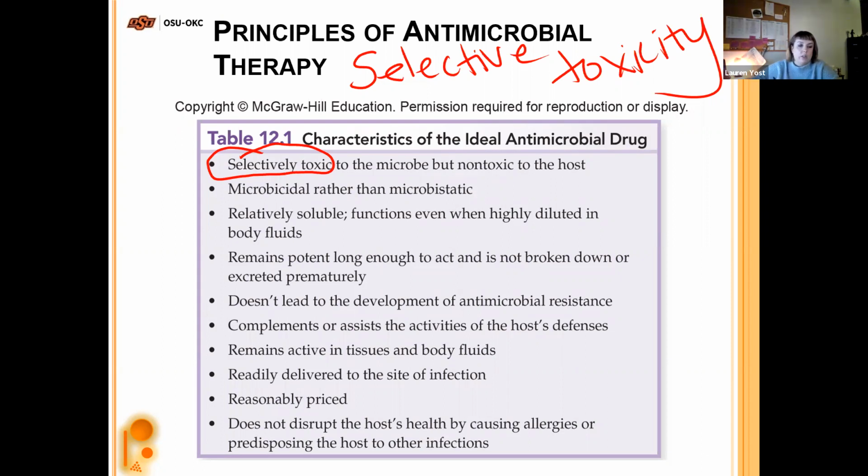We have that way that it might complement or assist the activity of the host's defenses. Remains active in the host tissues and bodily fluids for a while, readily delivered to the site of infection. Even if it goes all over the place, at least it gets to the site of infection quickly. It's reasonably priced, and it does not disrupt the host's health by causing allergies or predisposing them to other infections, other than being toxic to the host themselves. So that's the goal of what we would like to look for.